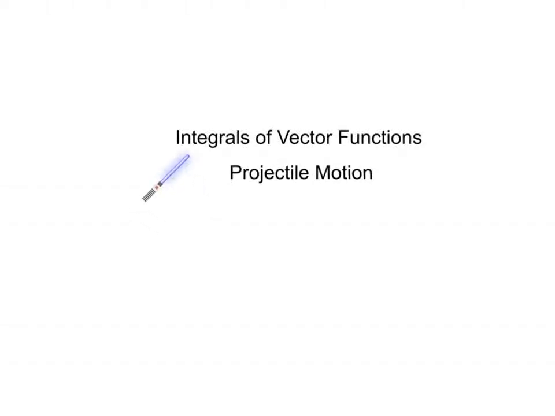In this lesson on integrals of vector functions, we're going to look at projectile motion. Let's start with the vector and parametric equations for ideal projectile motion. In this example, we have a projectile that is shot upward. It has an initial velocity of v naught, and this is at time equals 0.